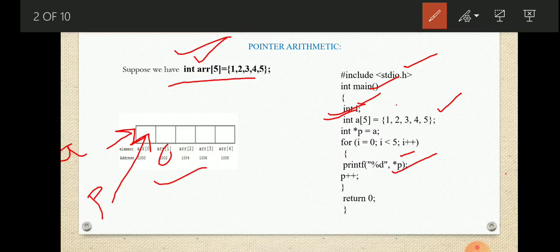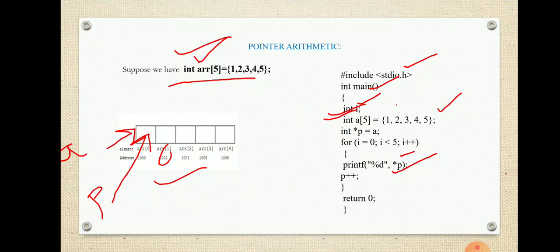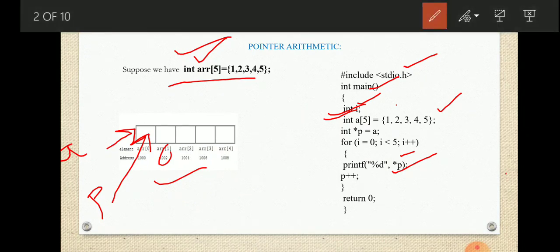So what will asterisk p do? Here p is pointing to a, or address of a[0], the base address. Both are the same thing. When we write asterisk p here, it will print the 0th index value, which means it will print 1, when the loop runs the first time, where i is 0, i is less than 5, correct, then i plus plus.